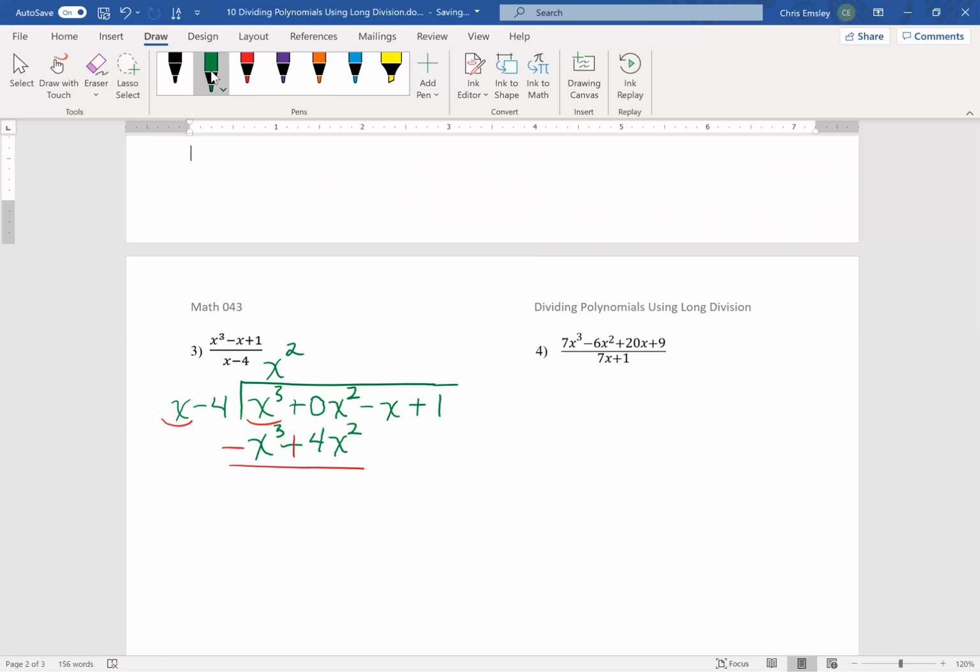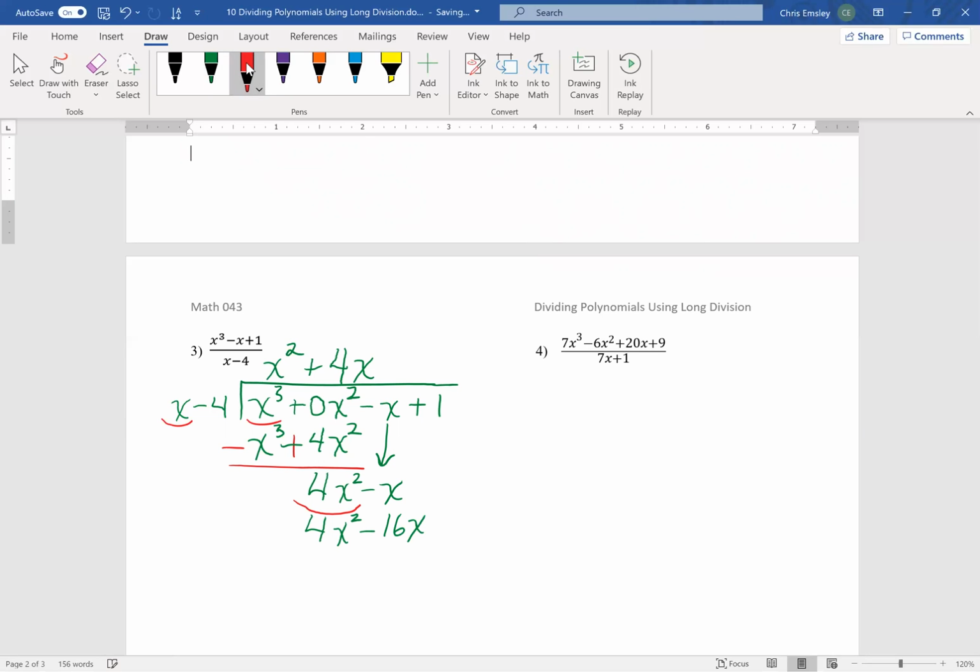0x squared plus 4x squared is 4x squared. Drop down your next term. What would I multiply x by to turn it into 4x squared? Well, I would need a 4 and an x. Distribute that 4x down. So I get 4x squared minus 16x.